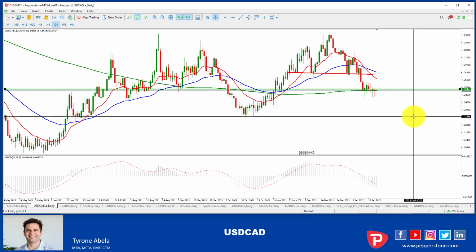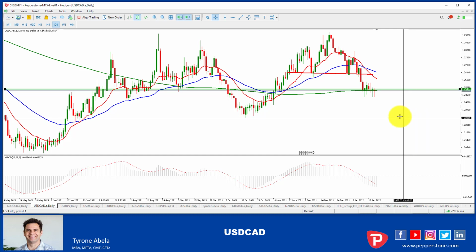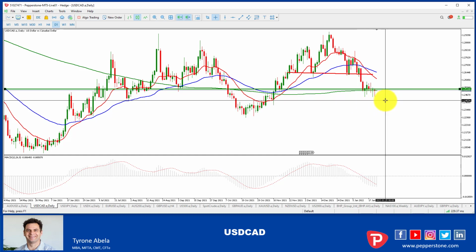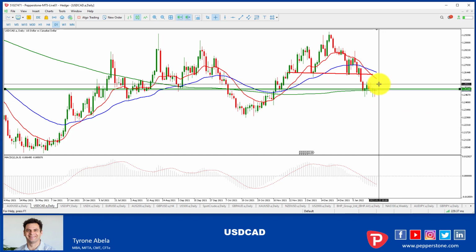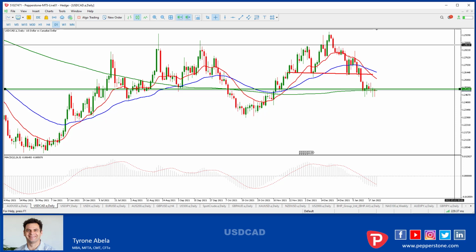I'm not really biased either way on these ones at the moment, because I think both of them provide quality opportunities if we get the right price action. So a daily close below here, or a lightning bolt on the 1 hour above, and we've got two very clear targets, okay, on the US dollar CAD.